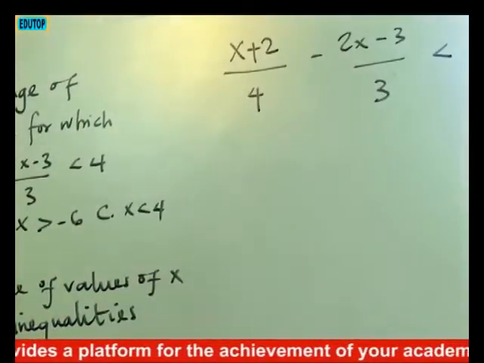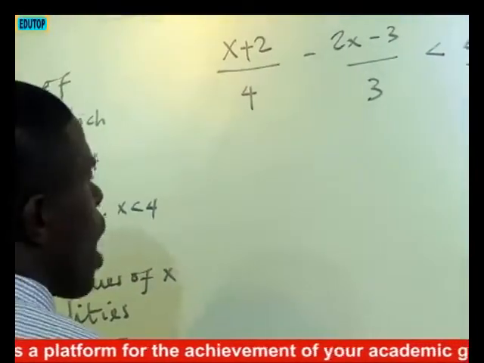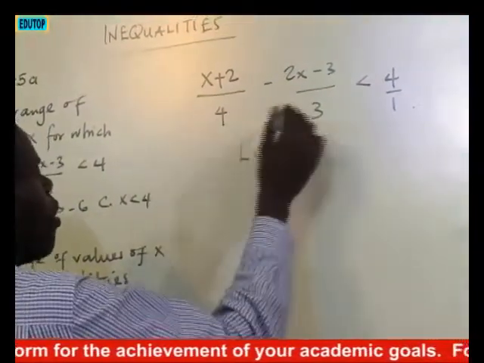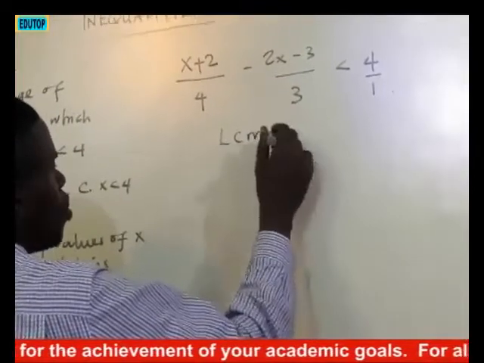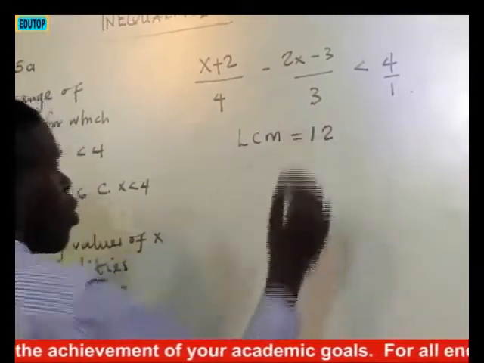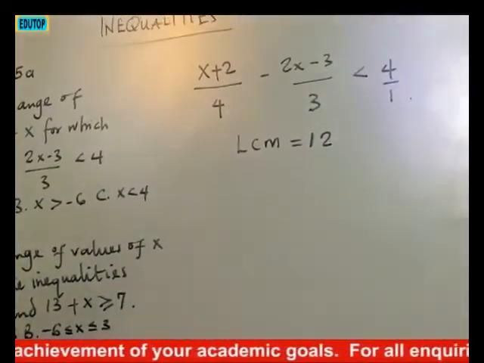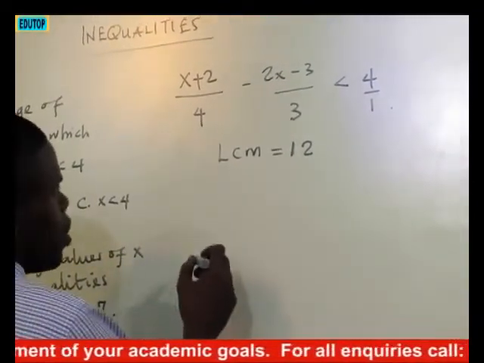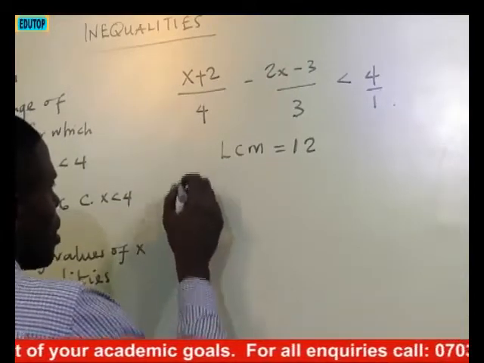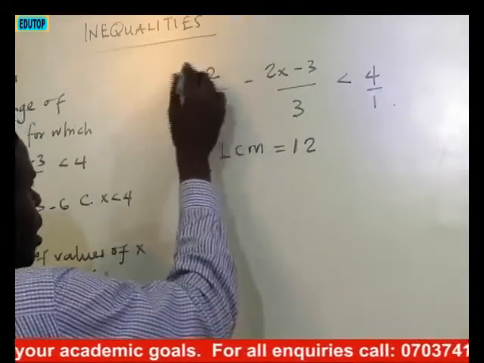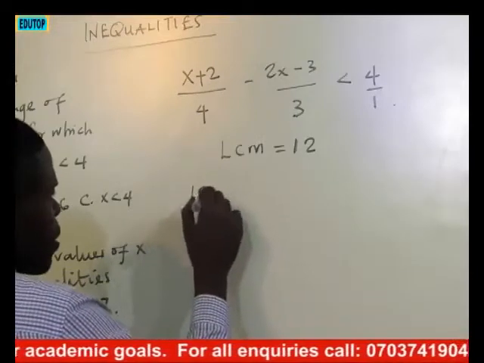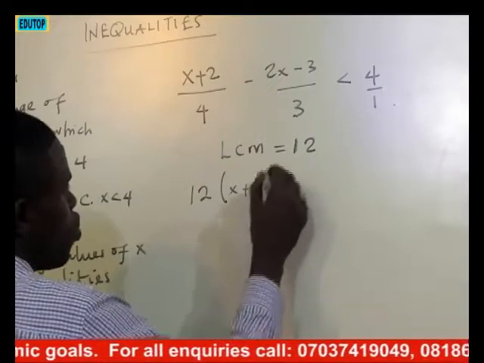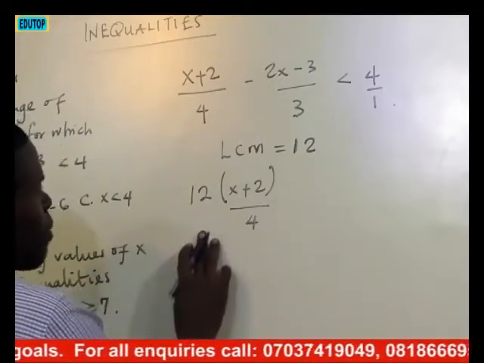Let's look at the fraction that way. Then, if you look at what you have, discover that the LCM. Let's look for the LCM. LCM of 4, 3, and 1 should be 12. The LCM is 12. Then we multiply each term by 12. So what it means is that I can try to say this one is a linear expression. So I can say 12 into x plus 2 over 4. So I've multiplied this by 12.